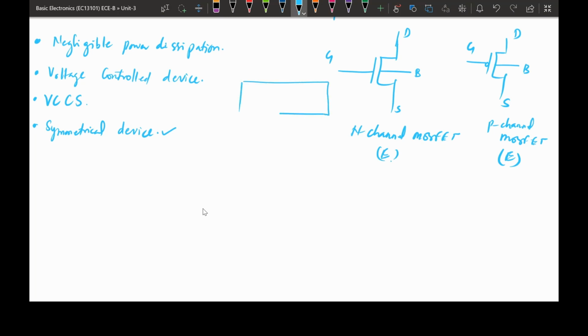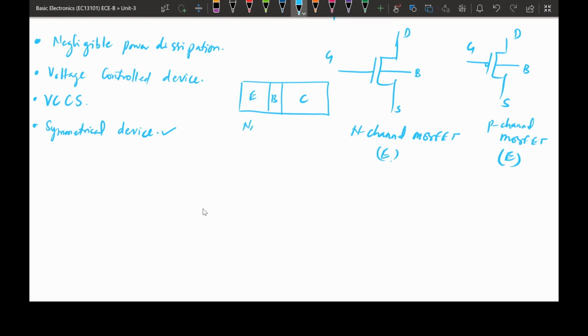So in case of BJTs, we have seen this is collector, this is emitter, and this is base. We cannot replace emitter and collector because collector has a higher area and emitter has a lesser area. And the doping is also different in both cases. Emitter has higher doping and the collector has moderate doping. So they cannot be used interchangeably.